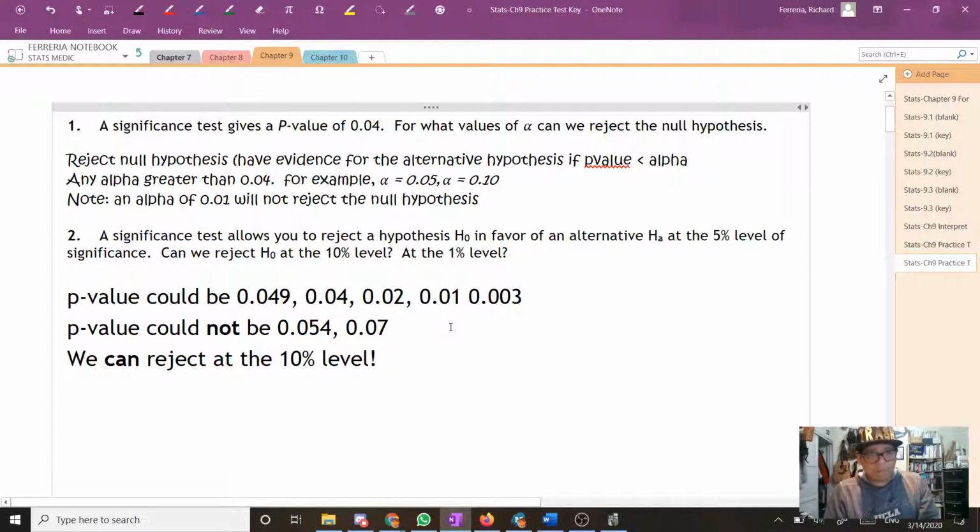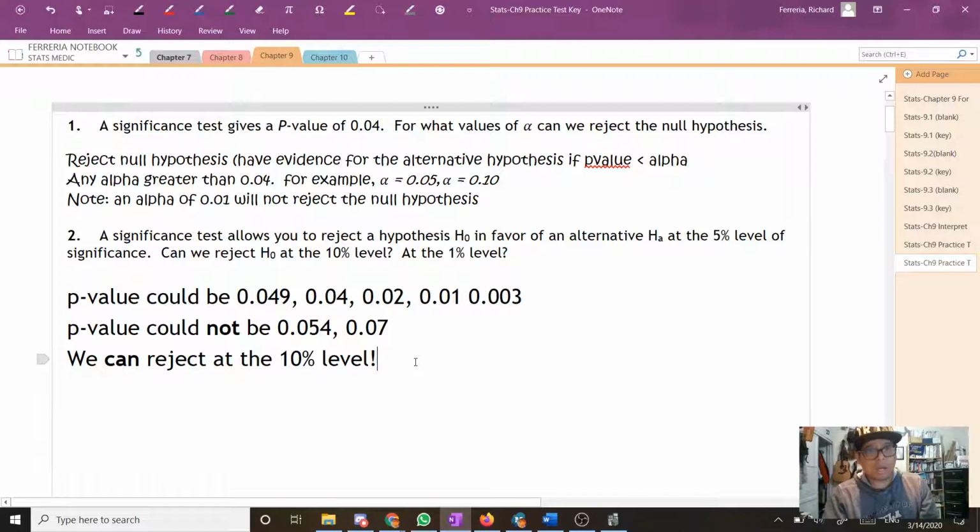What about the 1% level? Well, the thing is that we don't know for sure that our p-value is less than 1%. Notice 0.04 fits the question. It allows us to reject at the 5% level, but it doesn't allow us to reject at the 1% level. Well, the p-value could be 0.003, but we're not assured that it is 0.003. We just know that it's less than 5%.